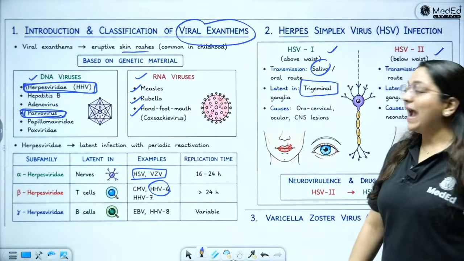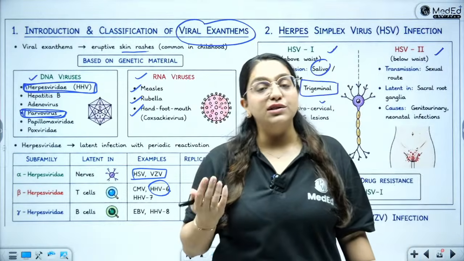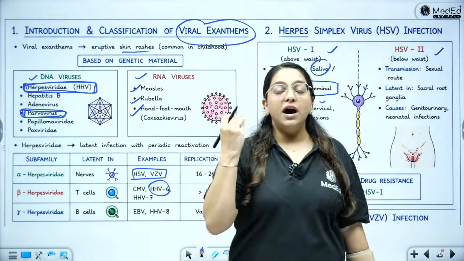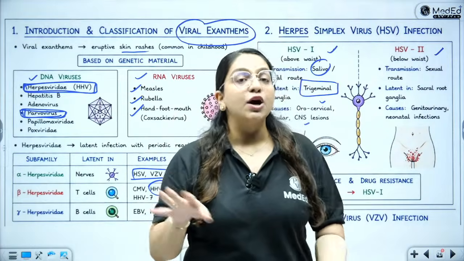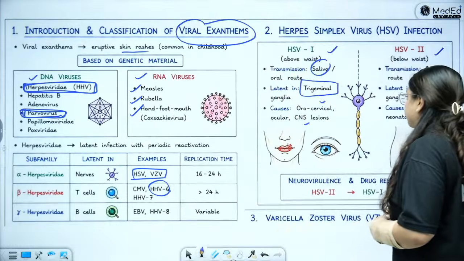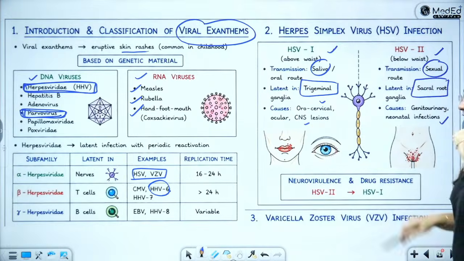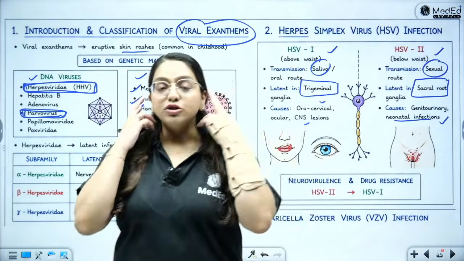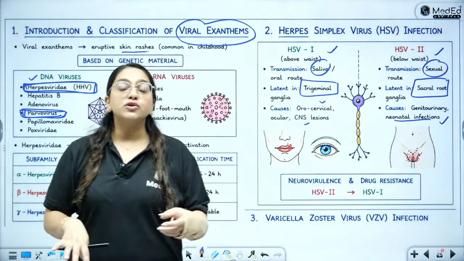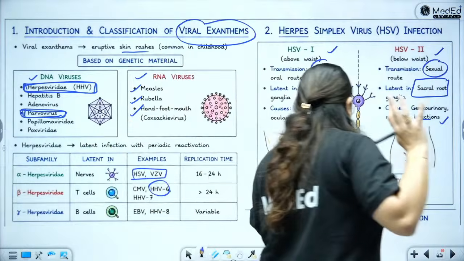So HSV1 is above the waist, transmission is through salivary contact, they stay latent in the trigeminal ganglion and they lead to oral, cervical, ocular and CNS lesions. So you have seen herpes labialis which is the oral cold sores, herpetic gingivostomatitis, herpetic whitlow in the dentist, all of this is herpes simplex 1. Whereas herpes simplex 2 is the sexual route. It lives in the sacral root ganglion. So there are genitourinary and of course neonatal infections. Anything which can be transmitted from the sexual route also causes infections in the neonates, because neonates pass through the birth canal and the birth canal is the sexual contact route.